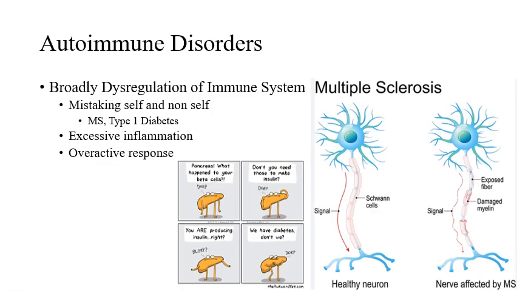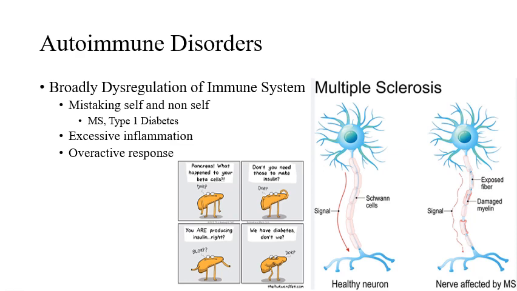Okay, so autoimmune disorders are basically caused by dysregulation in the immune system. And this is largely caused by mistaking self and not self. Well, it can be caused by three things. The first of which is pretty self-evident, which is confusing self or non-self.